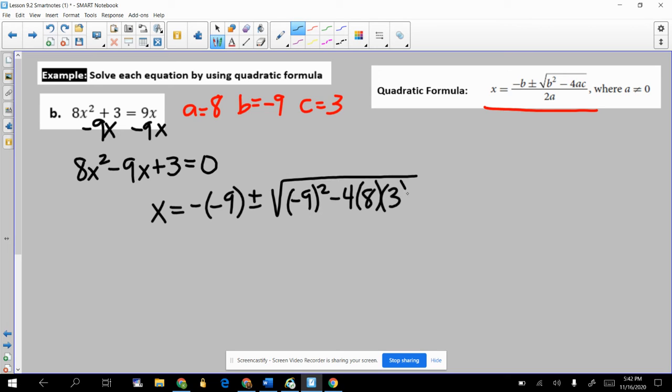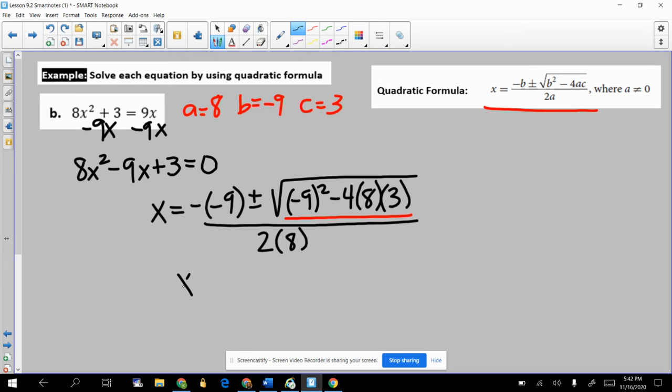All over 2a, and our a is 8. Okay. So again, let's do what's underneath the radical first. So you have a negative 9 squared in parentheses so that you get the positive out. Minus 4 times 8 times 3. And you end up getting a negative 15.